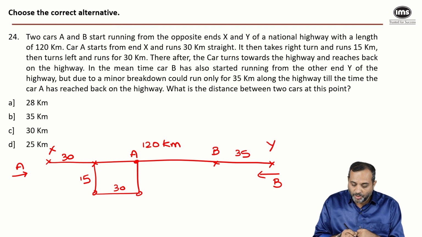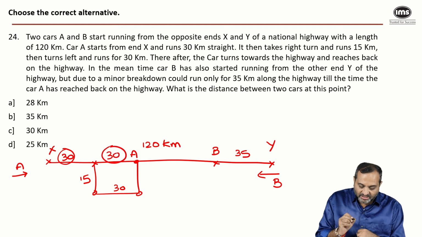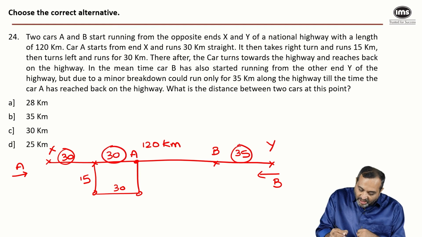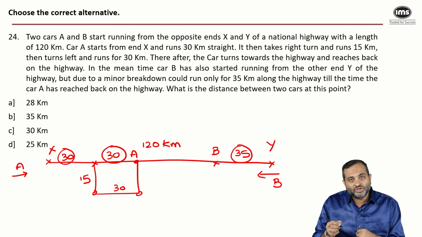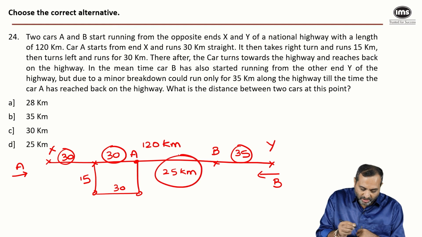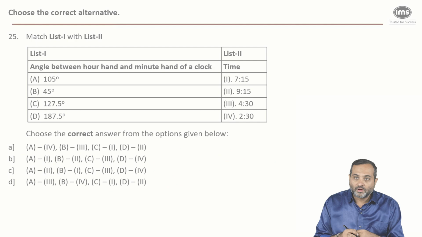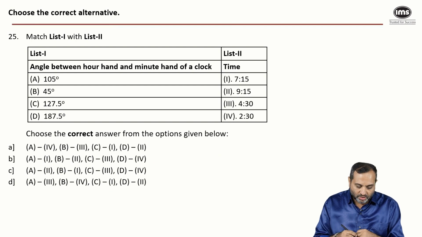What is the distance between the two cars at this given point? So can I say this is 30, this is 30, 60, this is 30. So 95 kilometers is already taken care of. So can I say this distance therefore has to be 25 kilometers. So the answer is the fourth option, D. Let's look at the next question.